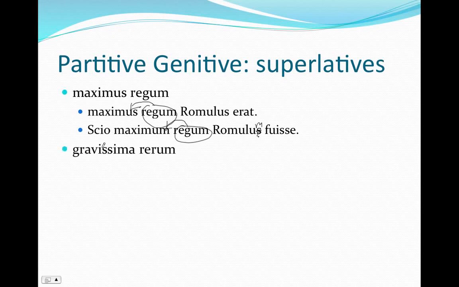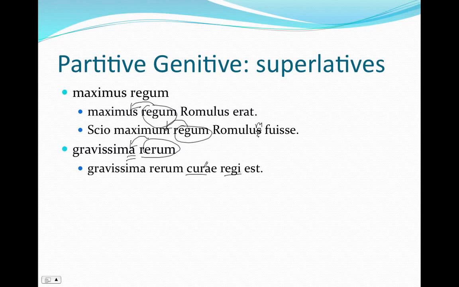We could use the gravest, the weightiest of matters. Now notice gravissima is feminine, because rerum, our partitive genitive, is feminine. Remember, res is feminine, so we're going to use the feminine adjective there. So, the gravest of matters. Gravissima rerum curae regi est. Here we have a double dative construction. Don't forget about that. The weightiest of matters is a care for the king.